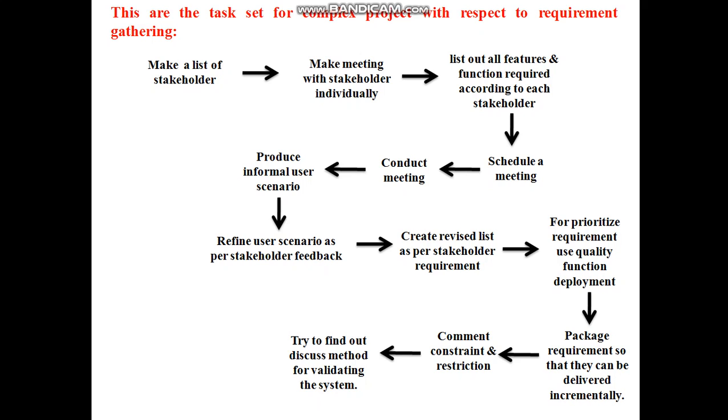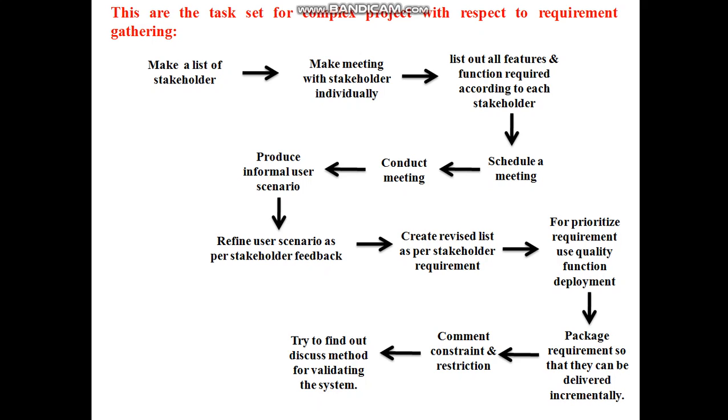So very first is to make a list of stakeholder, make a meeting with the stakeholder, then list out all features and functions according to each stakeholder, then schedule the meeting, conduct a meeting, produce informal user scenario, then refine that user scenario as per the stakeholder feedback, then create a revised list as per the stakeholder requirement.